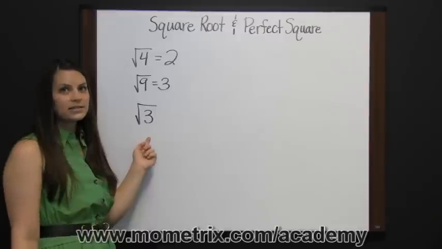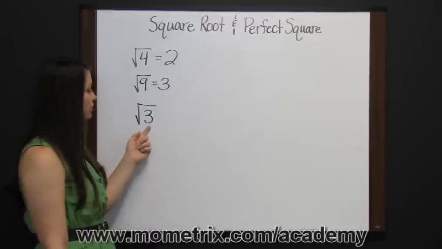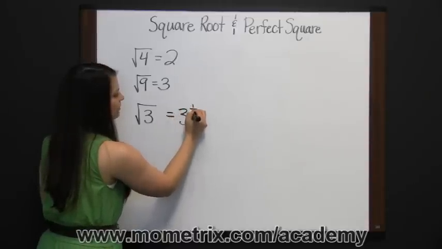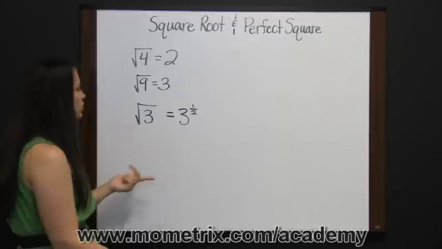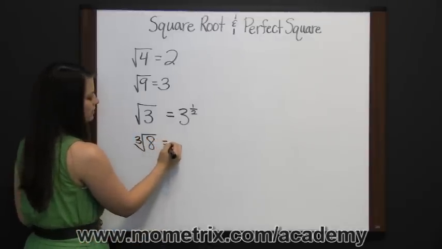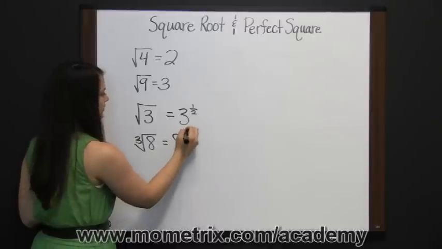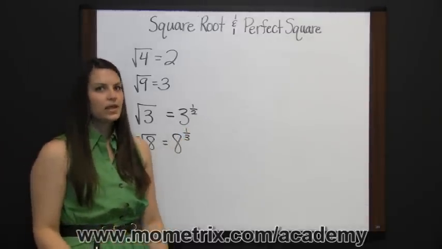Roots can be expressed in exponential form as fractions. So the square root of 3 we could write as 3 to the 1/2 power. These are equivalent. You could write the cube root of 8 also as an exponent with a fraction. So that would be 8 to the 1/3 power.